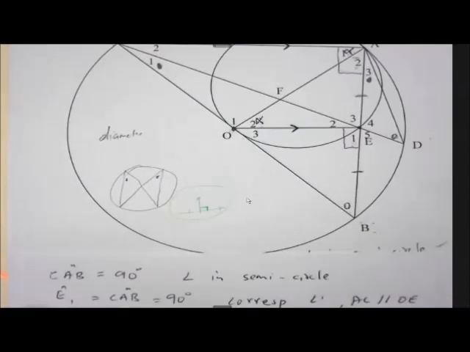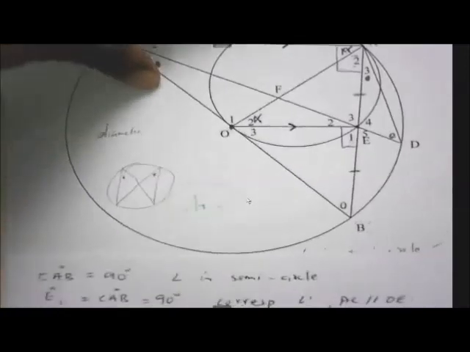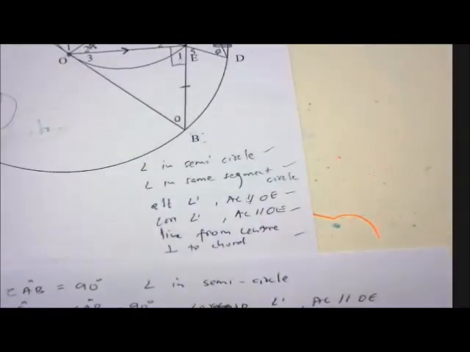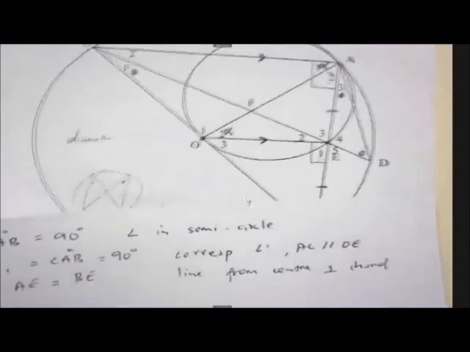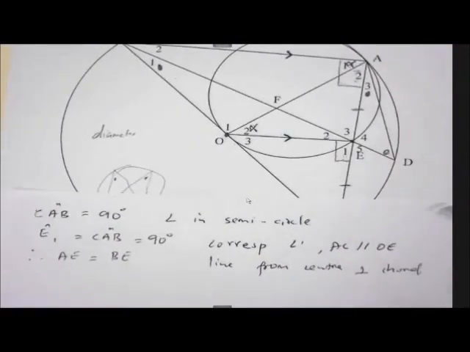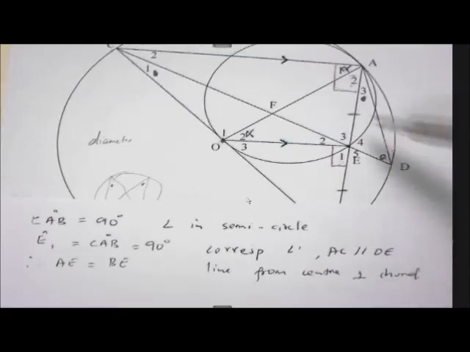Why do we say that? We can write now the reason there: line from center perpendicular to chord. Perpendicular, why? Because we have seen that it is 90 degrees, because of this perpendicular to chord. Now it becomes easy for us because we have done our marking. We just need to write the reasons there as number 1. So it becomes a bit easy for us to respond to the question.